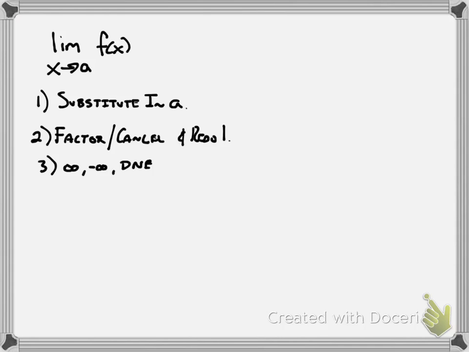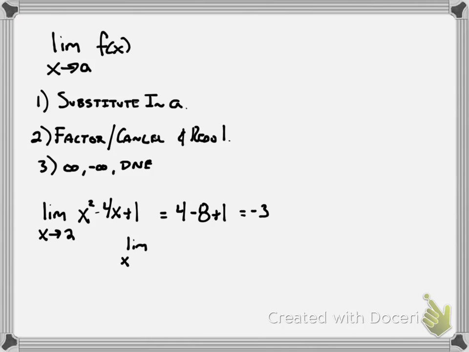First example, we'll consider the limit as x approaches 2 of x squared minus 4x plus 1. Well, I can substitute 2 into this, and I'll find that I get 4 minus 8 plus 1, which is negative 3. So the limit as x approaches 2 of x squared minus 4x plus 1 is negative 3.